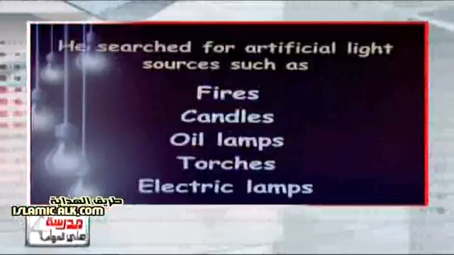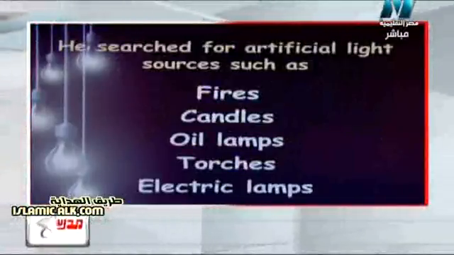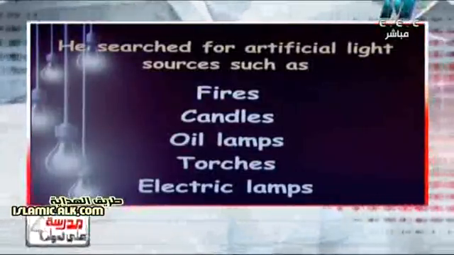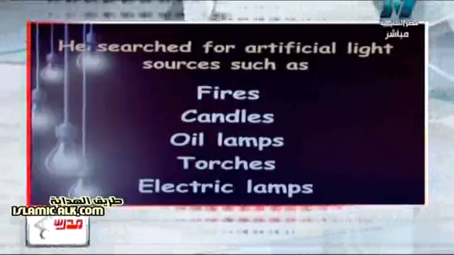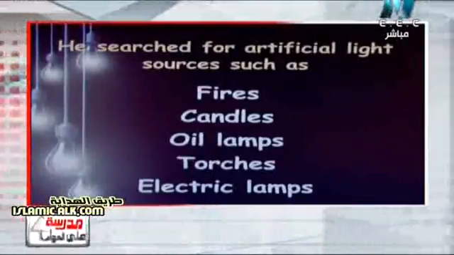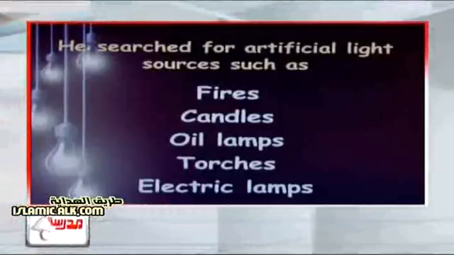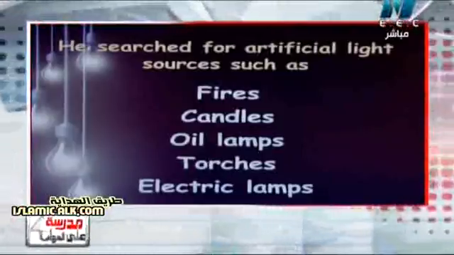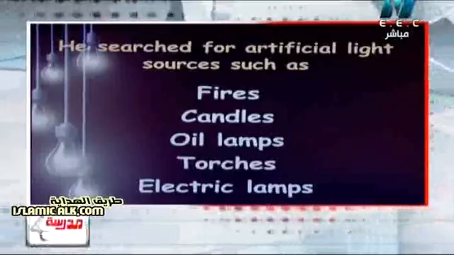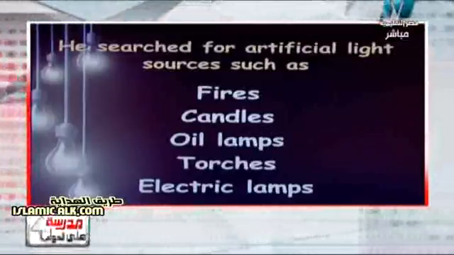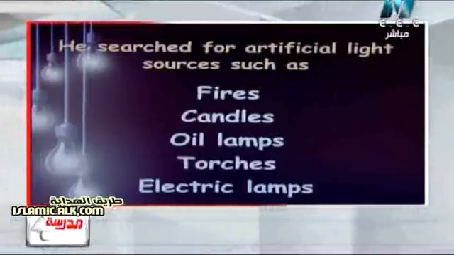So what are the artificial light sources? He searched for artificial light sources such as fires, candles, oil lamps, torches, and electric lamps. Why? Because the daylight is not enough. He started to search for alternative sources of light like fires, candles, oil lamps, torches, and electric lamps.